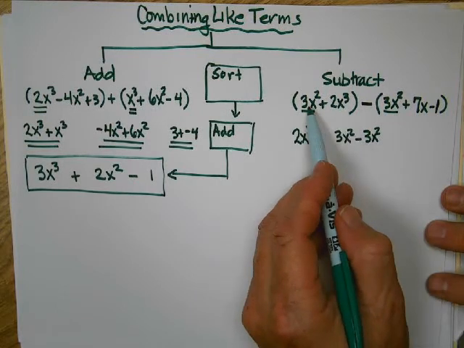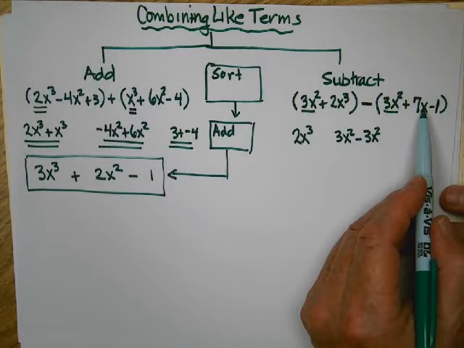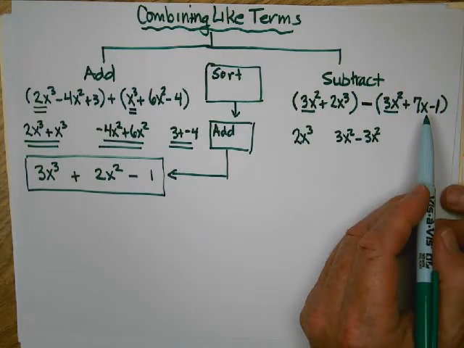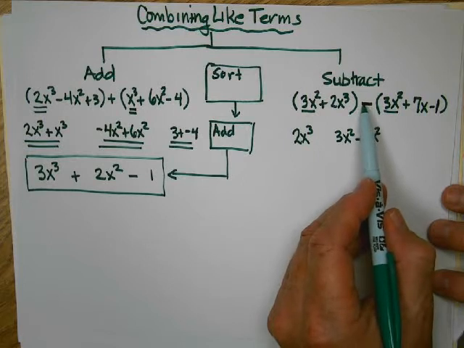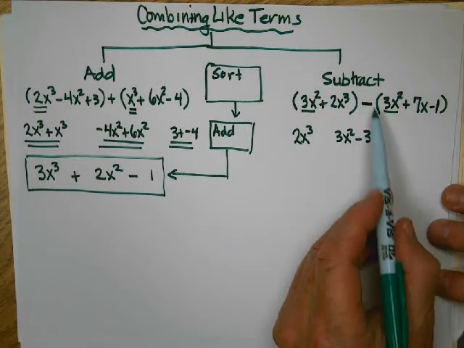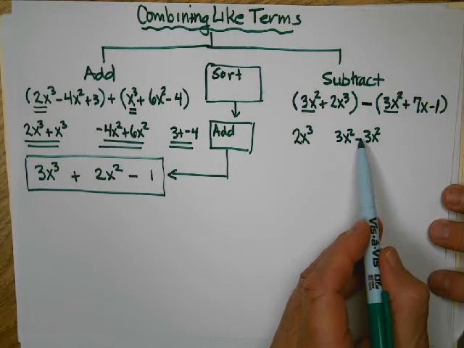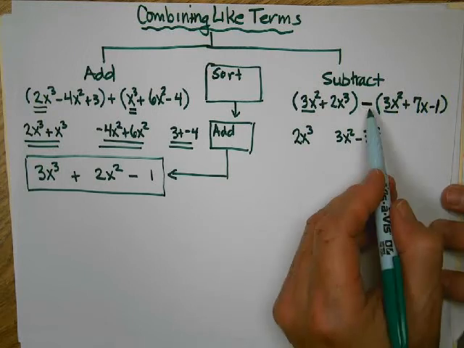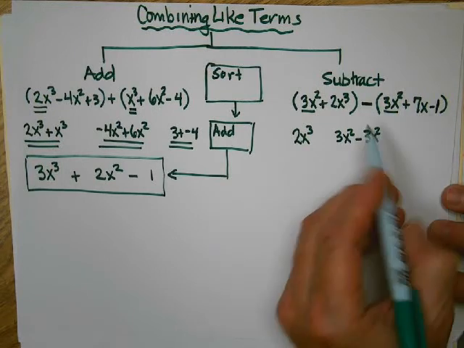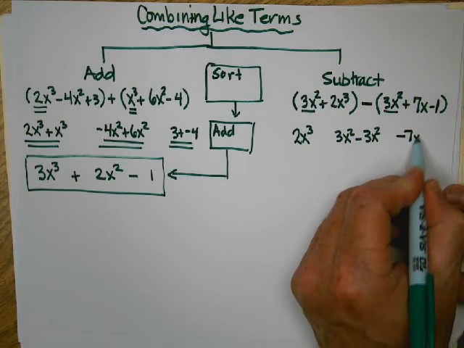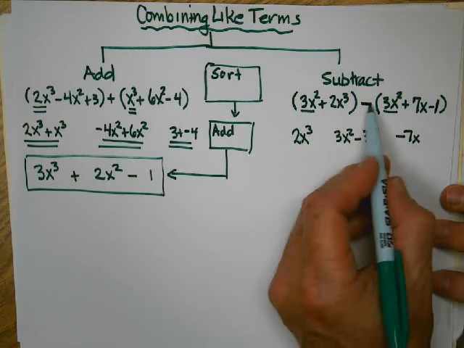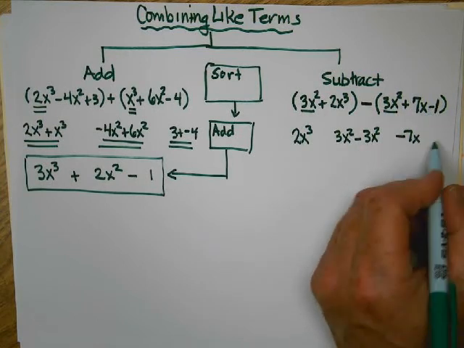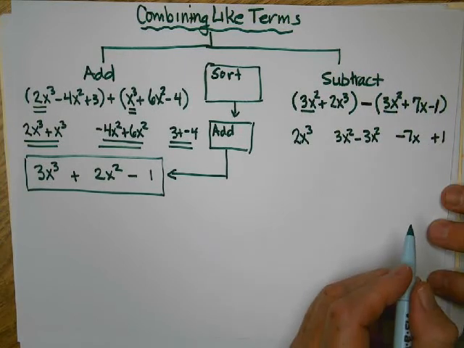Now, this one has no x terms. This one does have an x term. And here's where you need to be very, very careful. This negative, which is a subtract in the middle, distributes across all 3 of these. That's why we have the negative on here. Now, this changes the plus 7x to a minus 7x. And it changes this 1, since there's no number on this side, negative 1 to plus 1.